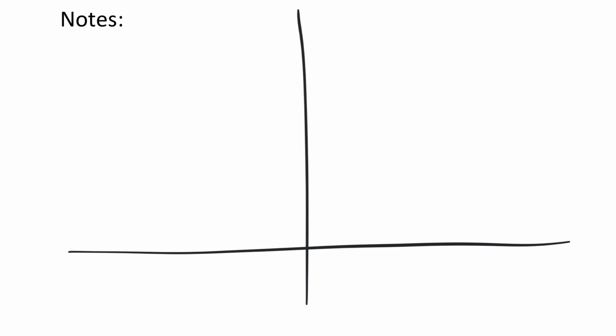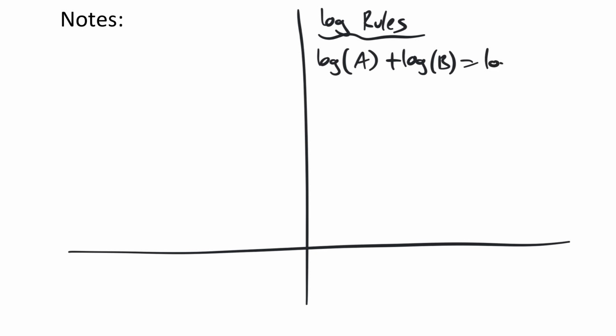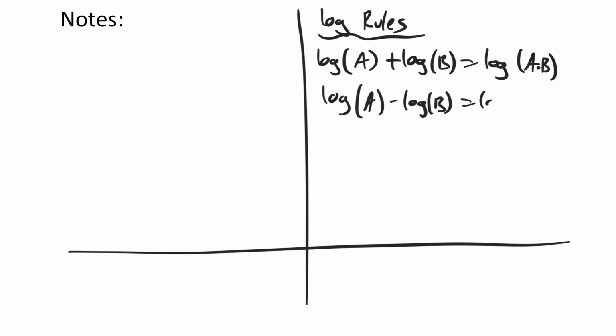Now again, just for some quick notes here, we were looking at log rules. And so the first 2 rules are that log of A plus log of B is log of AB, with a multiplication there if you want to write it. Log of A minus log of B is log of A over B. And these work if you have no base, which is base 10, or any base you want.